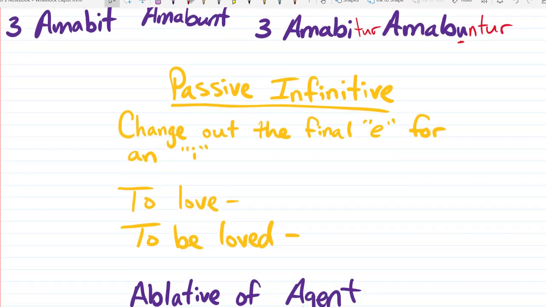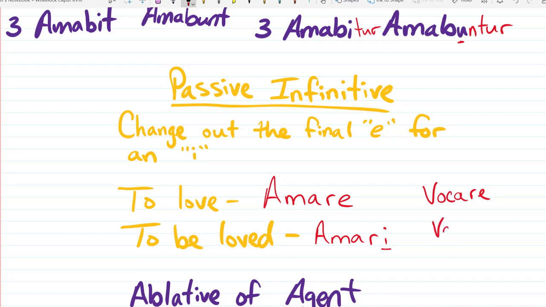Okay. Moving on, passive infinitive. So we can say to love, which we should already know is just amare. Change out the final E for an I, and you get the passive infinitive. To be loved is amari. And this rule works for every single first and second conjugation verb. You can say vocare, to call. To be called, vocari. Works for every one of them. Change the E for an I. There you go. Passive infinitive.